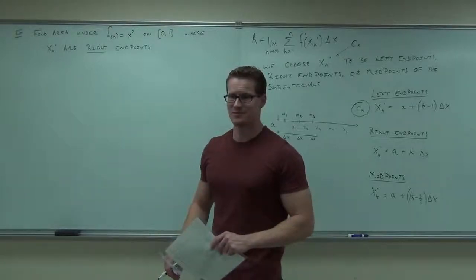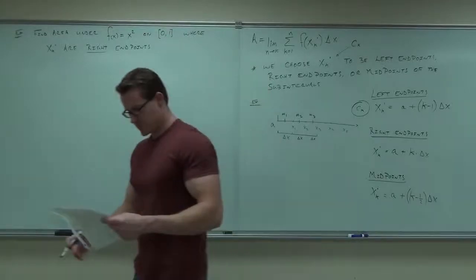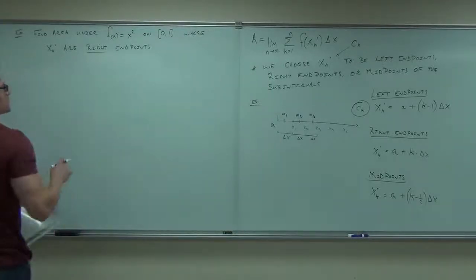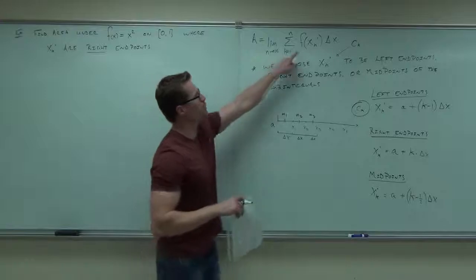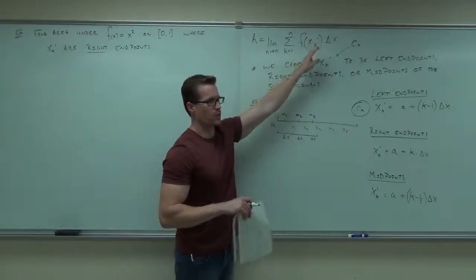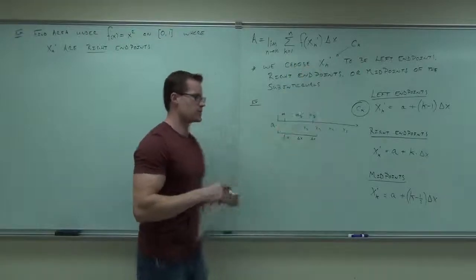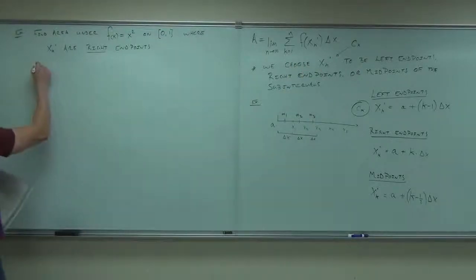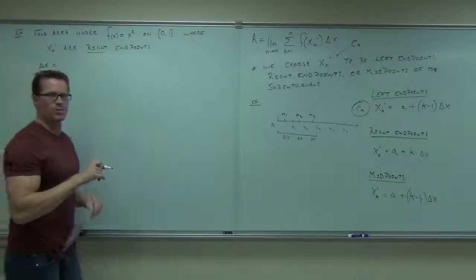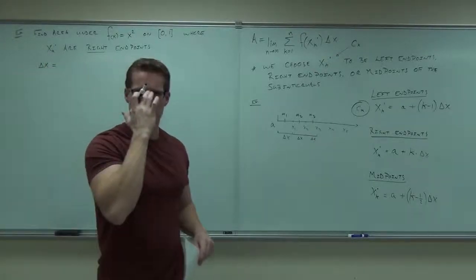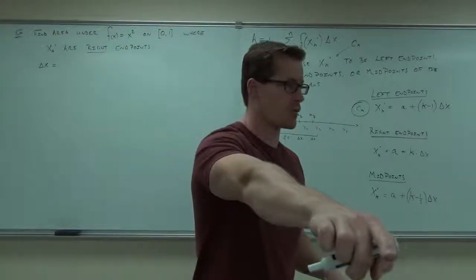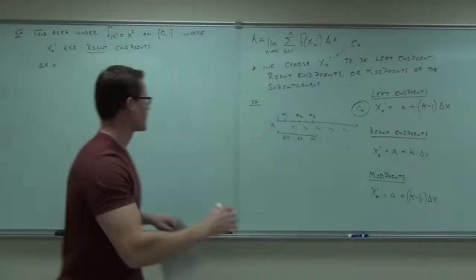Ready to get down to it? The first thing you do, whenever you're doing this, we're basically trying to fill this out. So we're going to start on the right, we'll work our way left. You've got to start and you've got to know what delta x is. So delta x, recall that delta x is, how do we find delta x? b minus a over what?